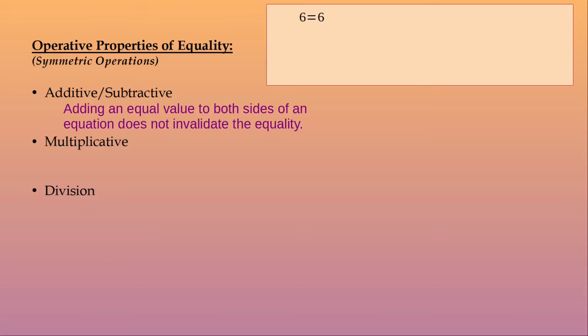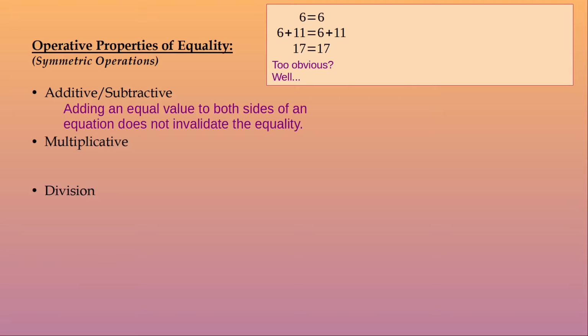So, here's an example. We're going to start off with a very obviously true statement. 6 equals 6. That's by reflexive property. We're going to add 11 to both sides. 6 plus 11 equals 6 plus 11. And 6 plus 11 is 17, so we get 17 equals 17.